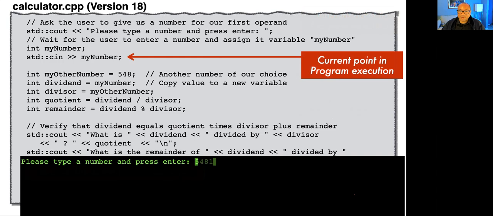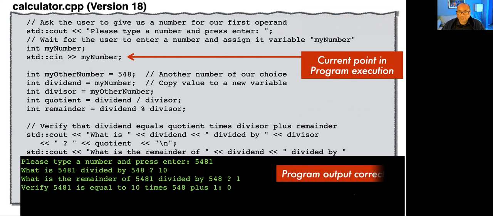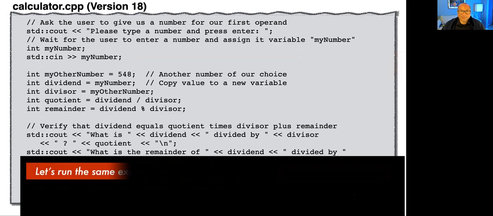This time we're going to enter in a number, 5,481, and I chose that because I know that 5,481 is 10 times our divisor plus one. And so just knowing that, I know that I should get back that 10 is going to be our quotient and one will be our remainder. Just keeping it simple here, right? So now let's run the program again.